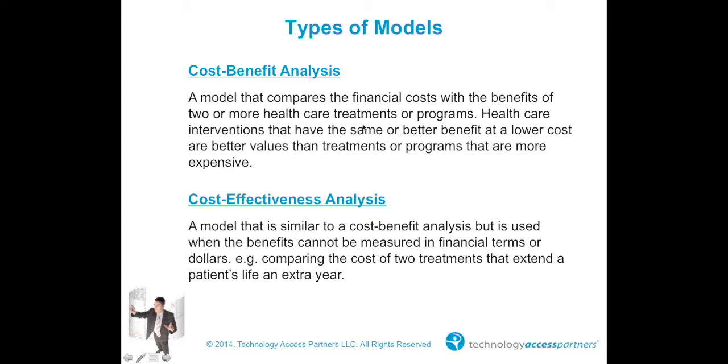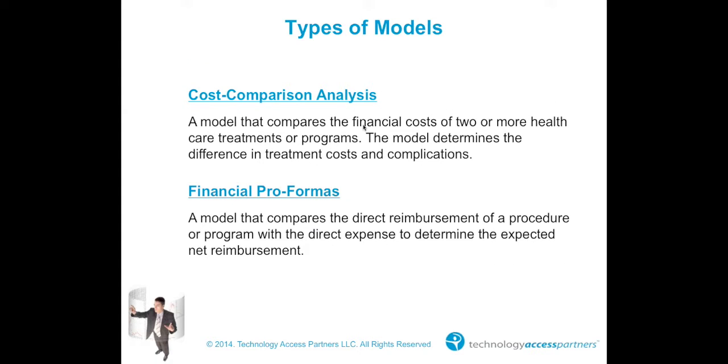So what are the two that are more common when we talk about medical devices? We call them a cost comparison analysis and a financial pro forma. So cost comparison, I also call it cost avoidance. It has a lot of different meanings, but ultimately, a cost comparison is a model that compares the financial cost of two or more healthcare treatments or programs, and the model determines the difference in treatment costs and complications. So we're not necessarily doing an analysis like we would with a cost-benefit analysis, where we're looking at the cost of two different treatments and then determining what is the financial benefit that's being gained from it.